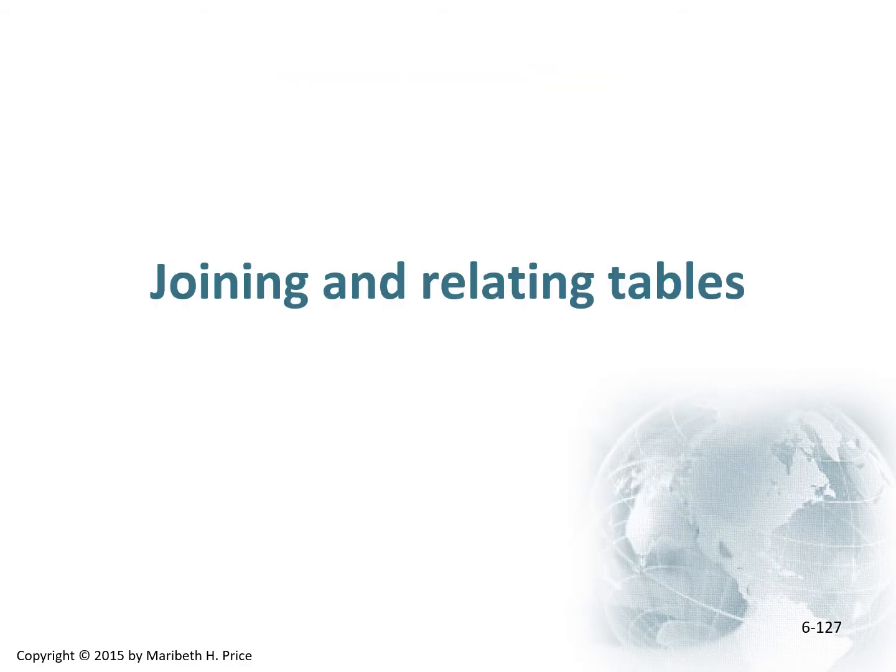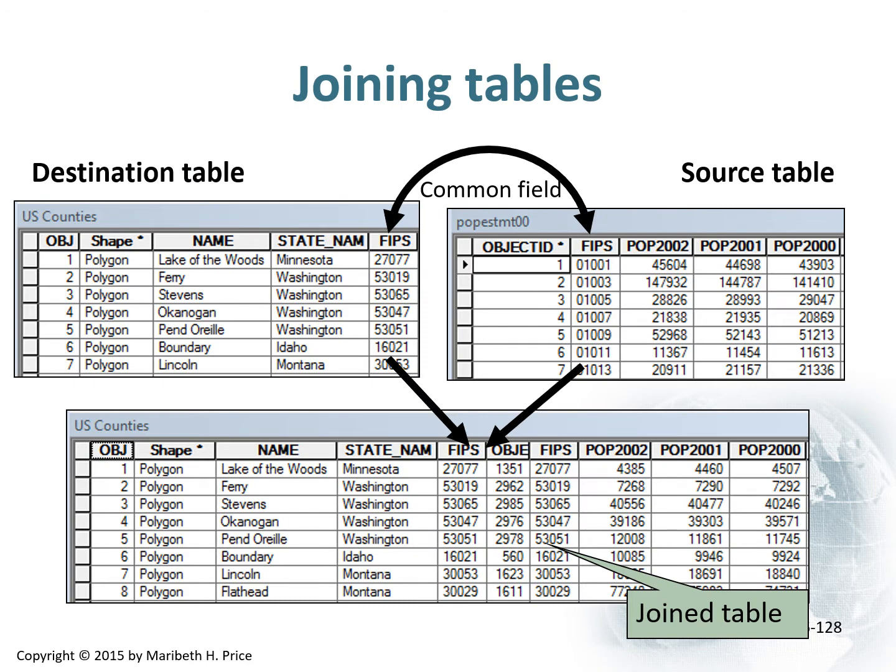Joining and relating tables. Joining tables, you have to have a common field. Common field doesn't have to have a common name. It just has to have common data. So it could say FIPS number on one, and it could say FIPS on the other. As long as the two columns, the two fields, both have the same FIPS type data, then you can join those together because they should match up. So if it's a 5-digit FIPS number in both of them, it doesn't matter what it's called. You can line those up and then join the second data set to the first.